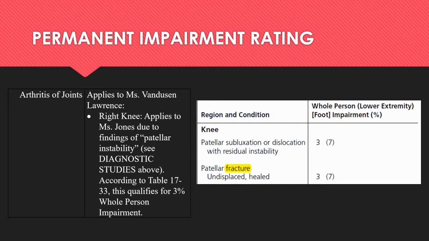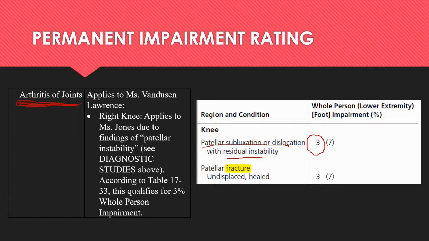And here is the qualified medical evaluator's permanent impairment rating. He stated that with relation to arthritis of joints, and by analogy to arthritis of joints, applies to Mrs. Jones due to findings of patellar instability. According to Table 17-33, this qualifies for 3% whole person impairment. Here is a snippet taken from Table 17-33, which tells us that in cases with patellar instability, the examinee qualifies for 3% whole person impairment.